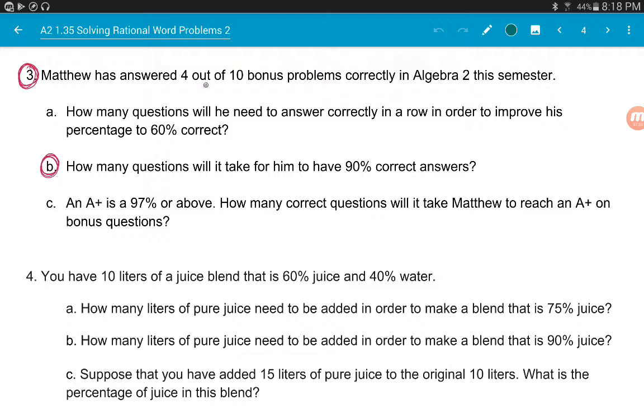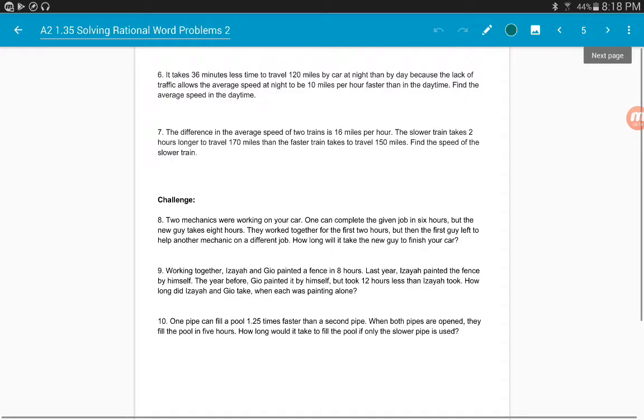Matthew has answered 4 out of 10 bonus questions correctly in Algebra 2 this semester. So he's got 40% correct right now. 4 out of 10 is 40%. How many questions will it take for him to have 90% correct answers? So here's what I need to do. I need to start off by understanding the context.